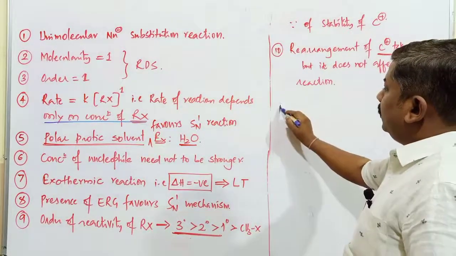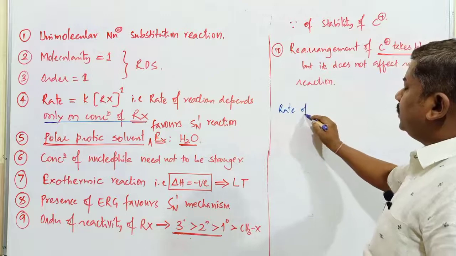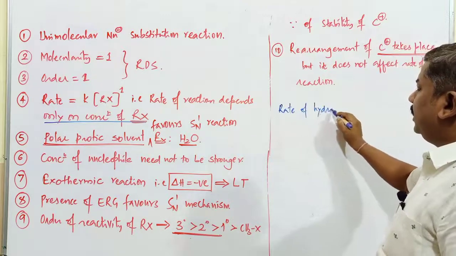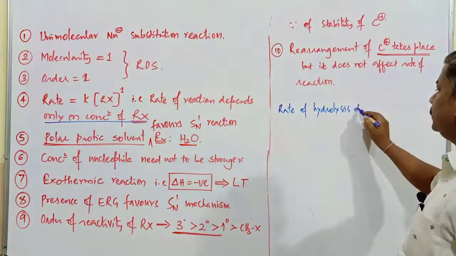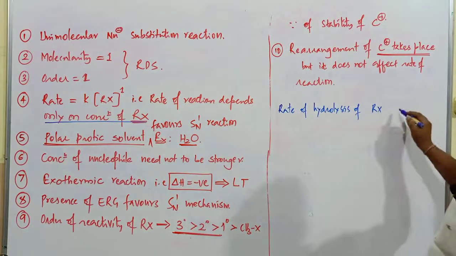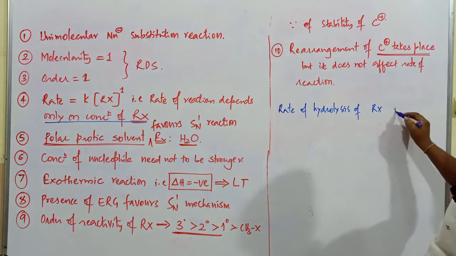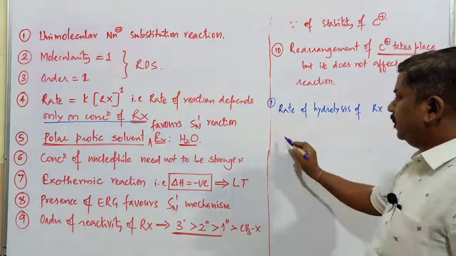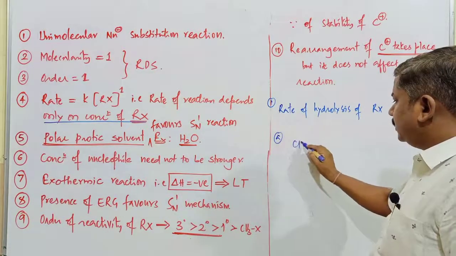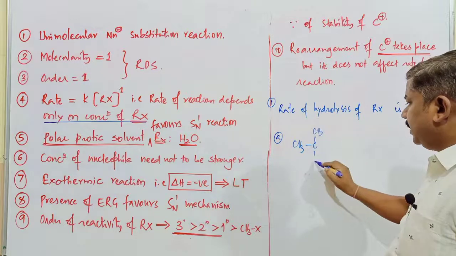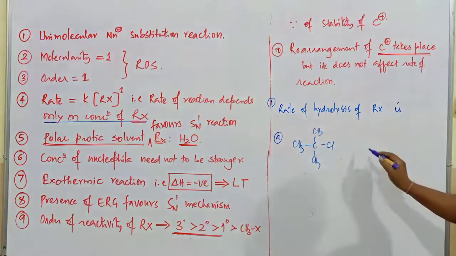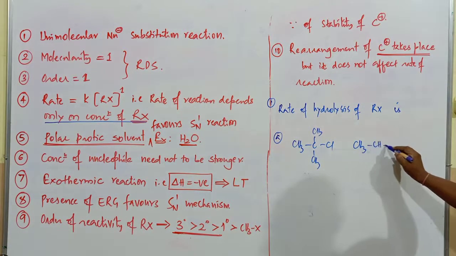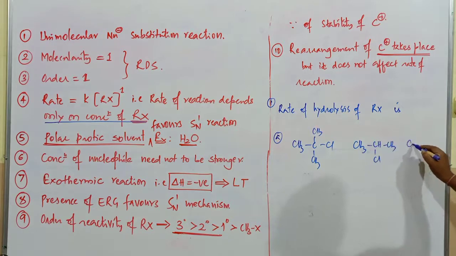If the rate of reaction depends upon the concentration of only alkyl halides, then consider the rate of hydrolysis of RX. If you go with the first simple question, here I take some molecules. This is CH3, this is carbon, CH3, CH3, and this is Cl. Next example: CH3, CH3, CH3 and this is Cl. And another one: CH3, CH2, next CH2, next Cl.